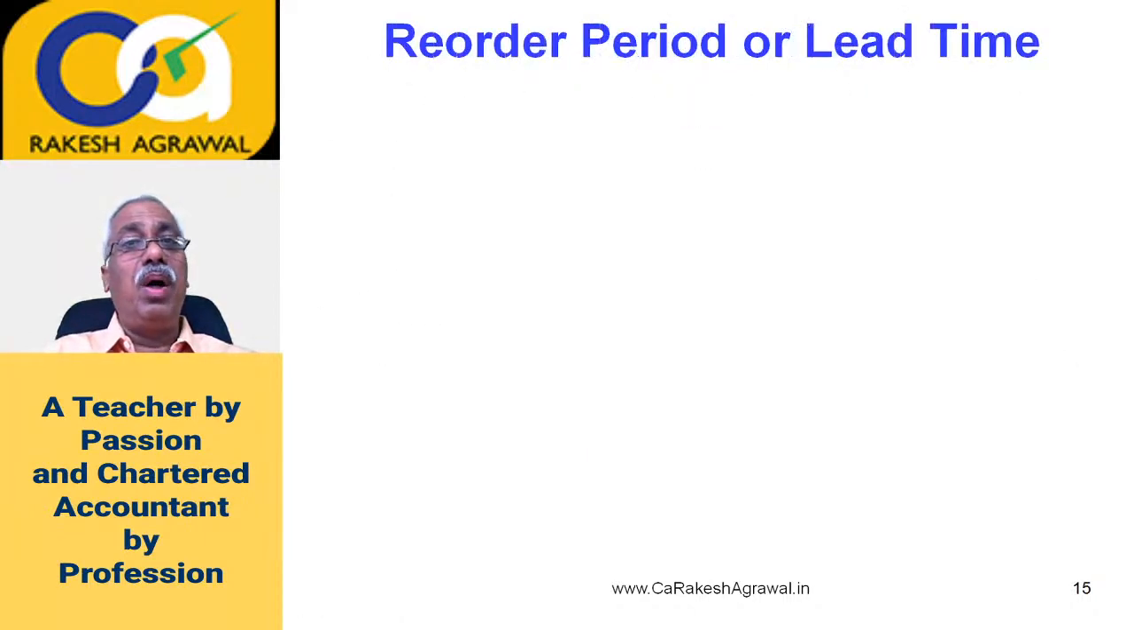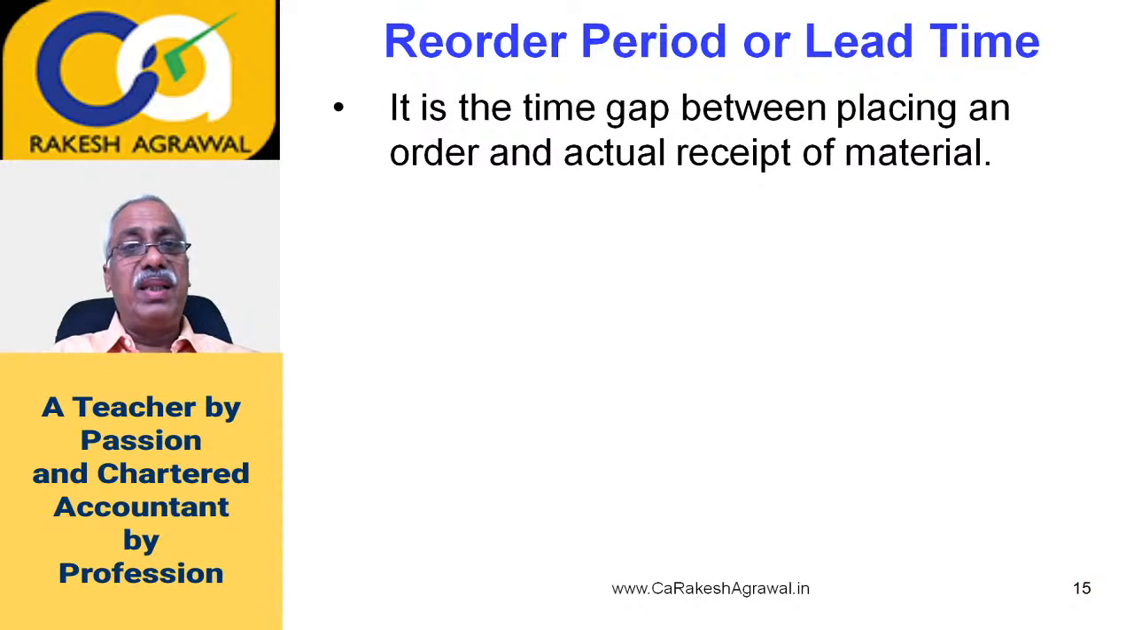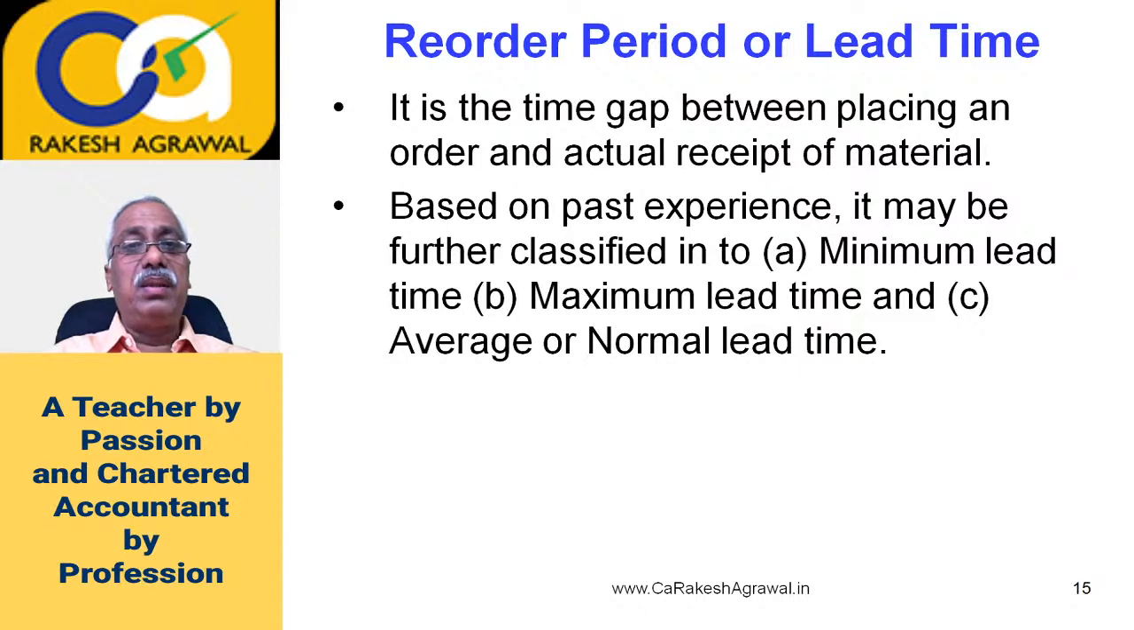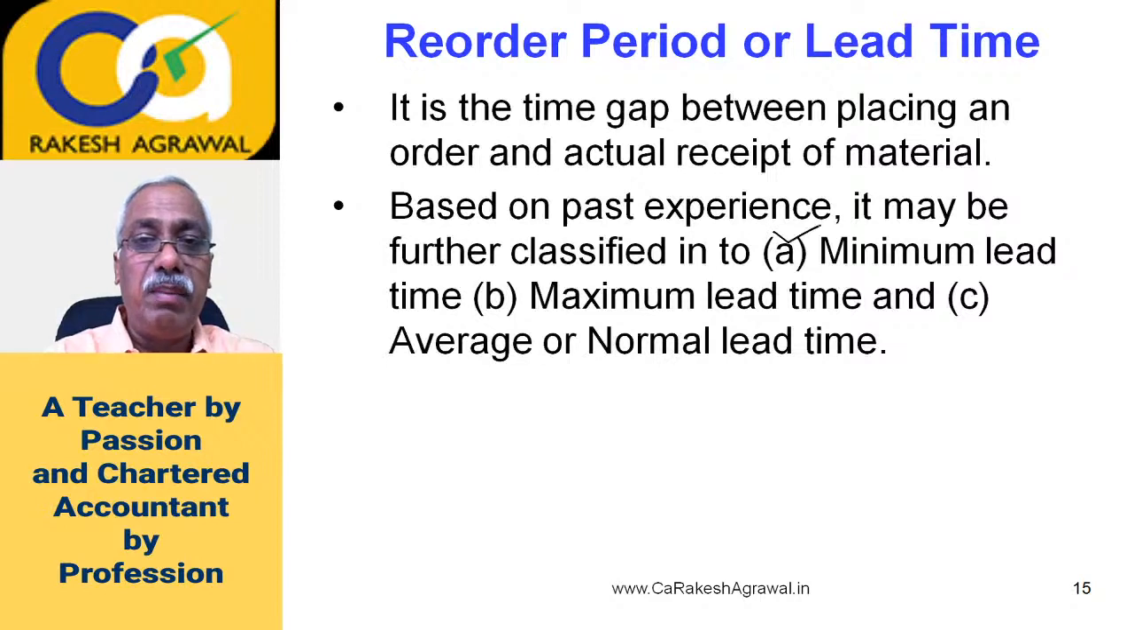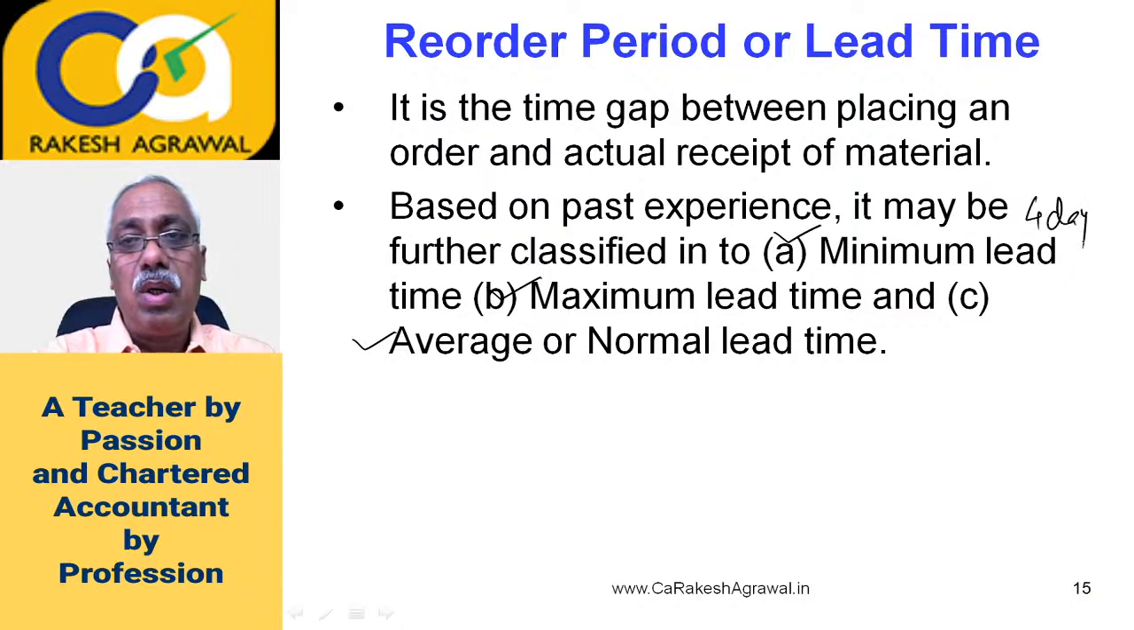Then reorder period or lead time. As I said, it is a time gap between placing an order and actual receipt of material. Based on past experience, this lead time may be divided or further classified into three parts, that is minimum lead time, maximum lead time and average or normal lead time. Suppose based on past experience you have noticed that our supplier takes minimum 4 days to deliver the goods. Means the supplier never takes less than 4 days. So 4 days is your minimum lead time.